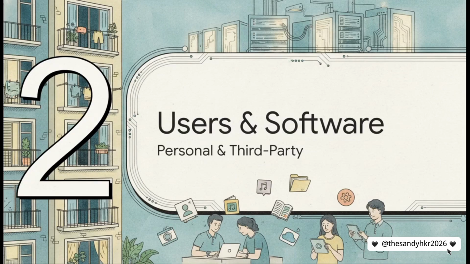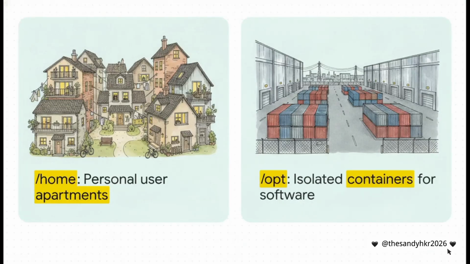Okay, moving on to our next neighborhood, District 2, users and installed software. So, we have 2 very distinct spaces here. On one side, we have /home. You could think of this like personal user apartments. Every user gets a folder named after them here, and it stores all their documents, downloads, and hidden config files, like those bash profiles that customize their specific terminal.